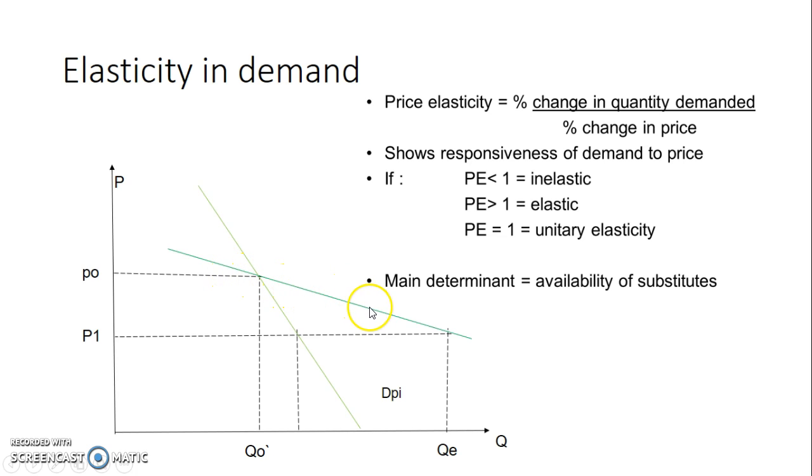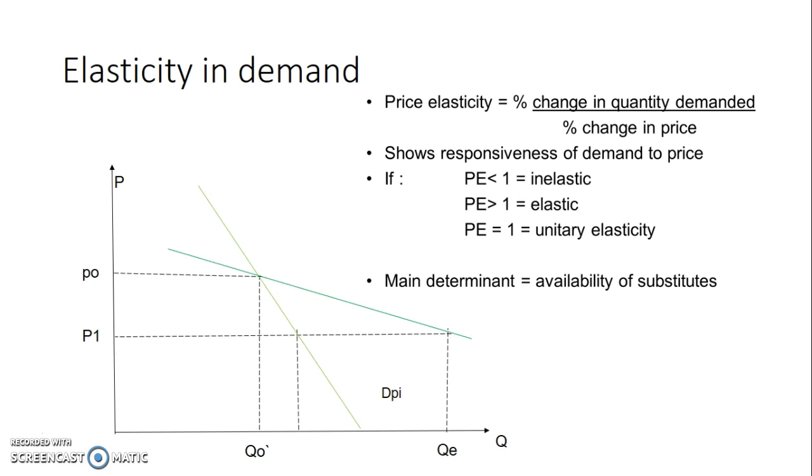If the percentage change in quantity is the same as the percentage change in price, then the coefficient is equal to 1 and it's called unit elastic demand, where the main determinant is the availability of substitutes. The price elasticity formula is percentage change in quantity demanded over percentage change in price.